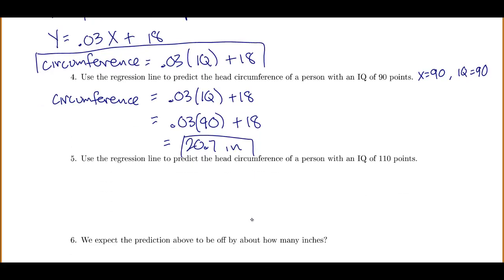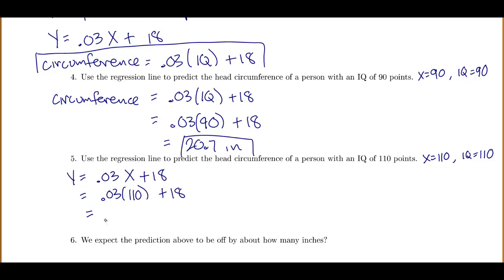Number 5, use the regression line to predict the head circumference of a person with an IQ of 110 points. So this means that x is 110, or if you prefer, IQ equals 110. I'm going to use just the y form of the equation, just for practice. All I have to do is plug in x is 110. And this gives me 21.3 inches. So the predicted head circumference is 21.3 inches.